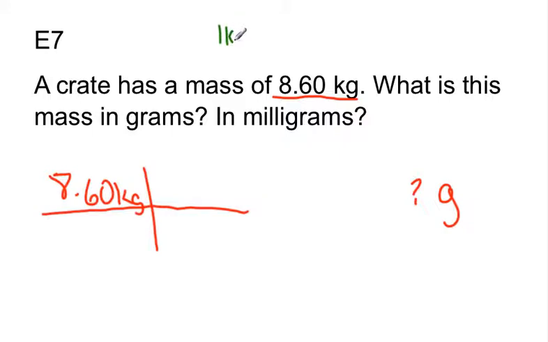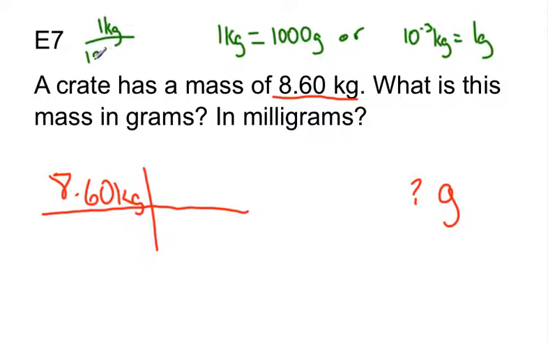1 kilogram is equal to 1,000 grams. Or you could say 10 to the negative third kilograms is equal to 1 gram. Both of these are saying the same thing. I'm going to go with the one on the left and make it into a ratio, though. I could do the same with the one on the right, but I'm just going to work with the one on the left. So I can say 1 kilogram over 1,000 grams.